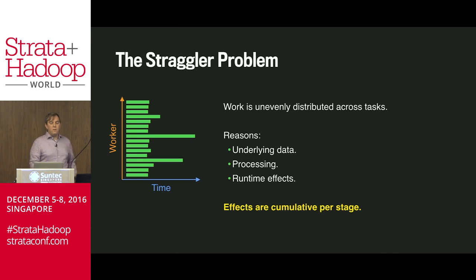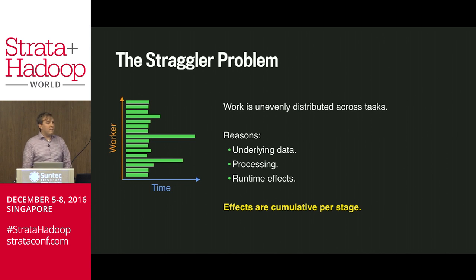Imagine, in this graph, I have time on the x-axis and different tasks on the y-axis, different map tasks, say. And the length of the bar is just how long each task takes. Of course, we jump through hoops to try to make these tasks equal by, say, giving you equal amounts of files or equal Kafka offset ranges or things like that. But fundamentally, this is going to be uneven.